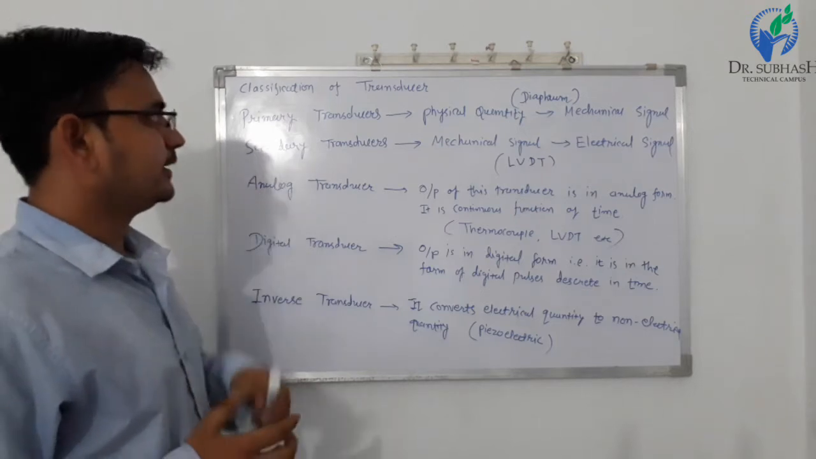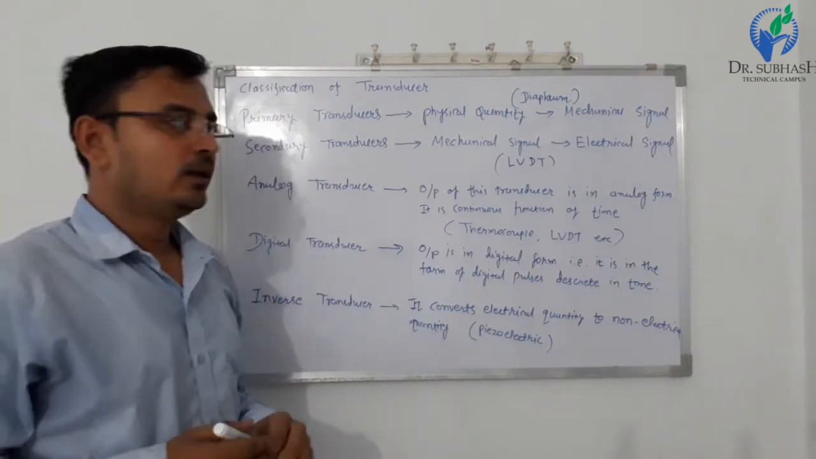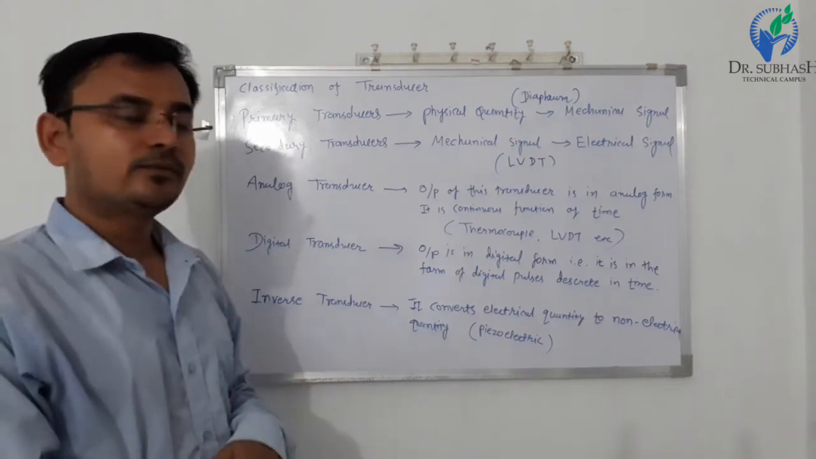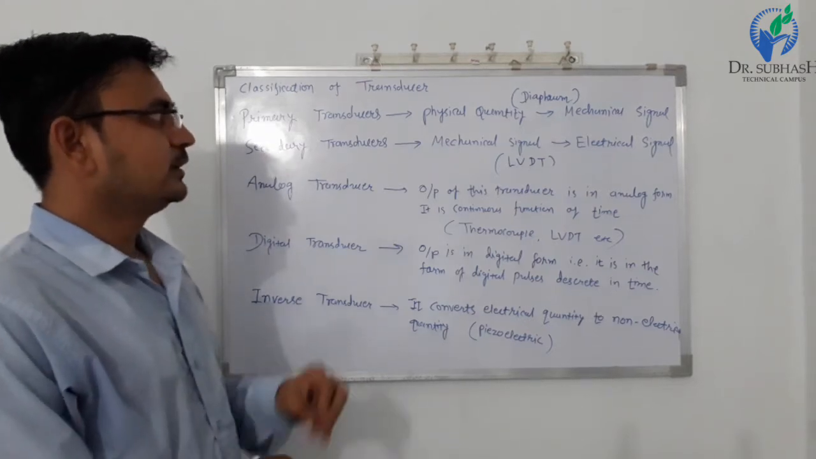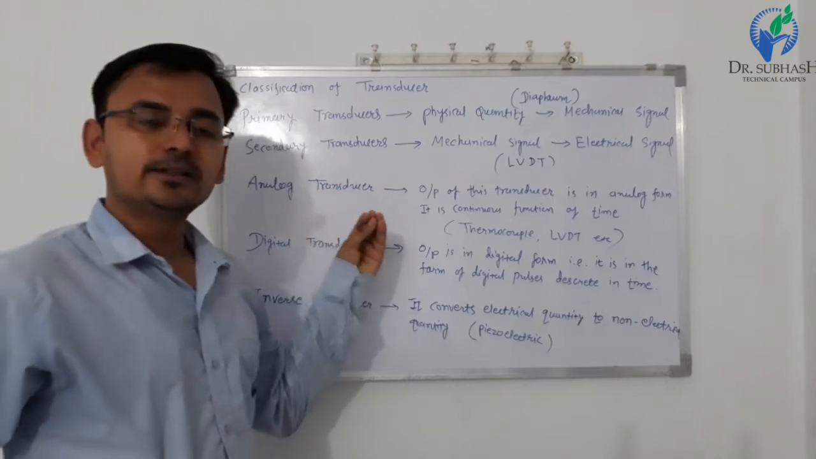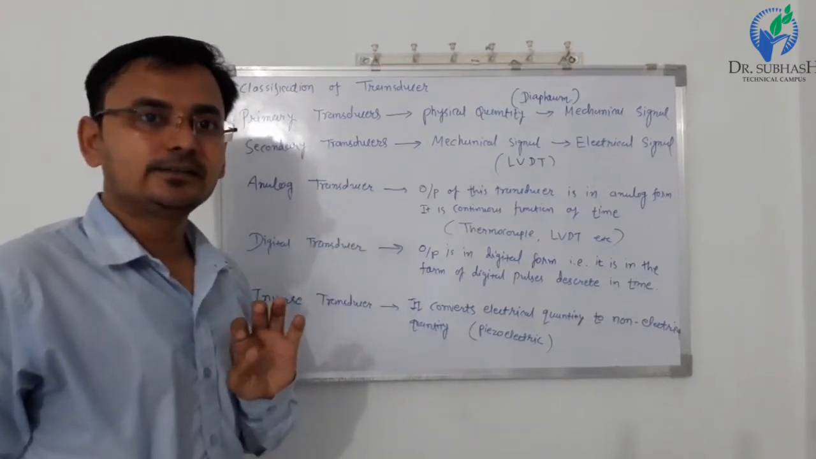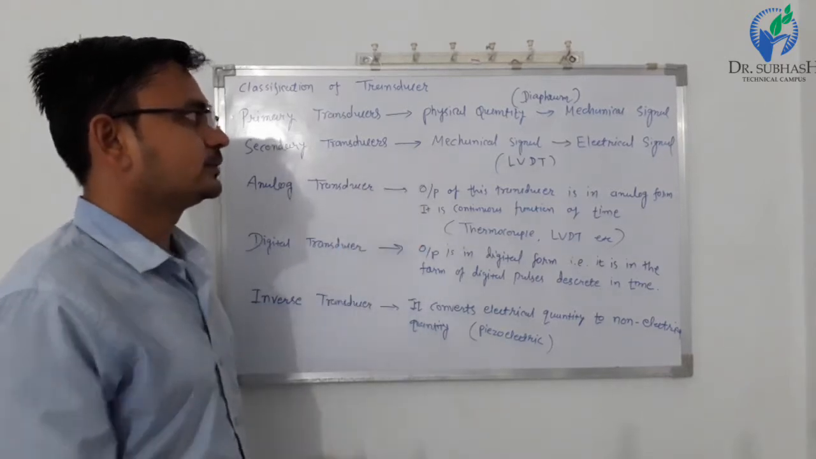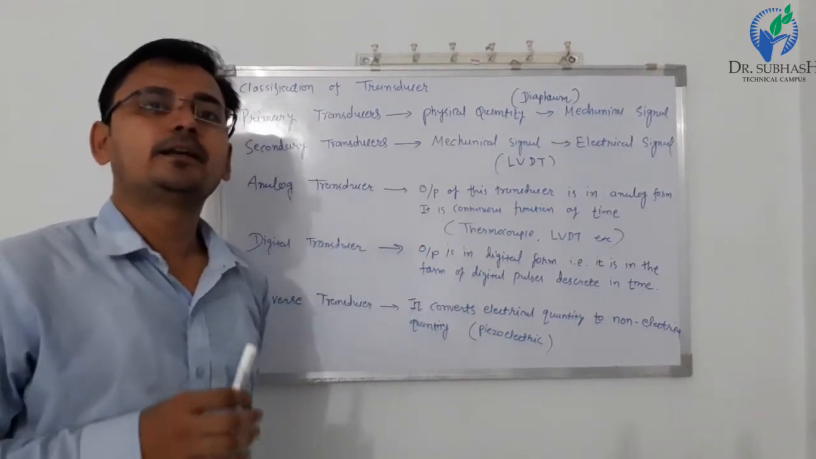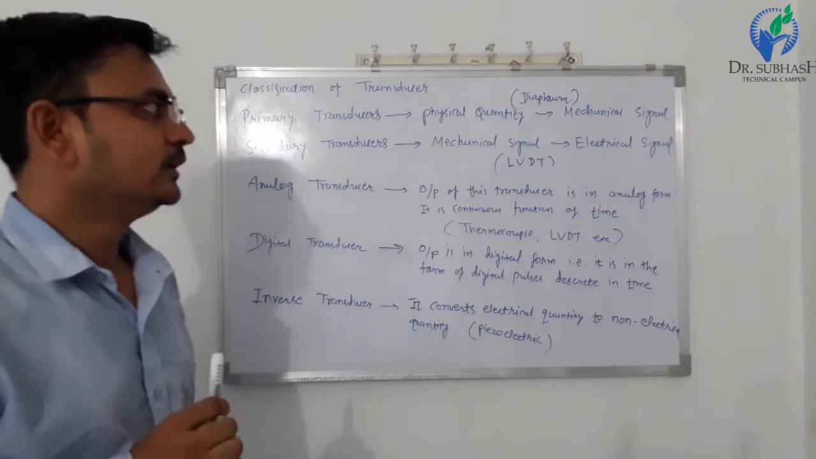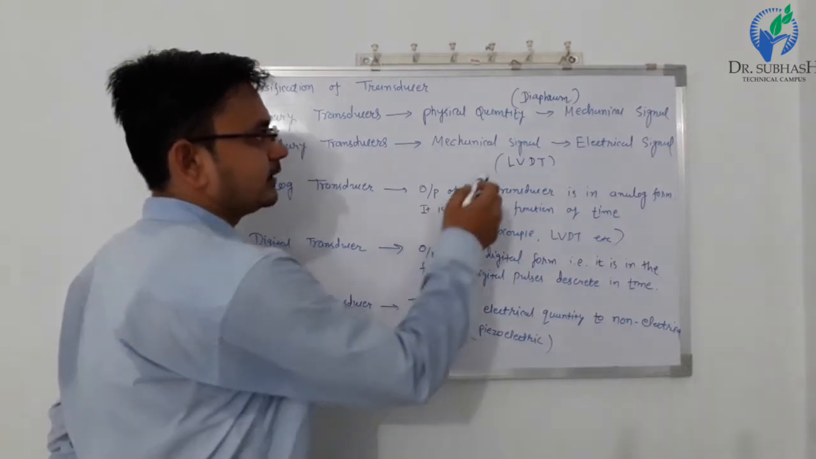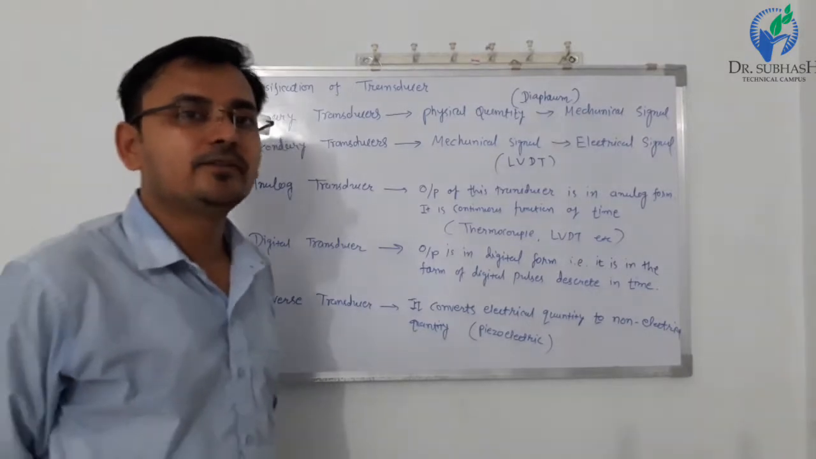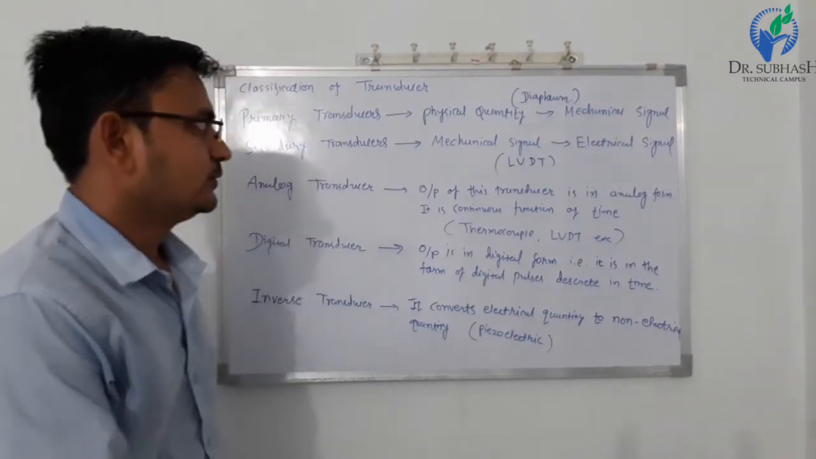Now, secondary transducer. The working principle of this transducer is to convert a mechanical signal into an electrical signal. So using a secondary transducer we get an electrical signal in the output. The example of a secondary transducer is LVDT. It means linear variable differential transformer.